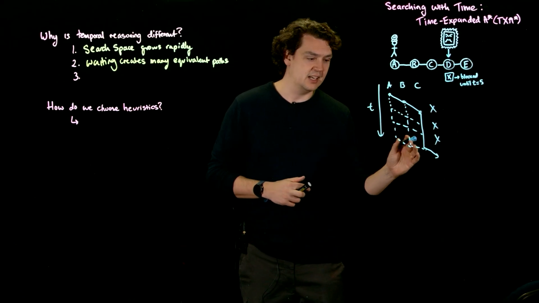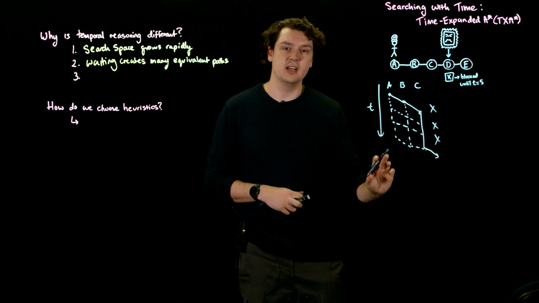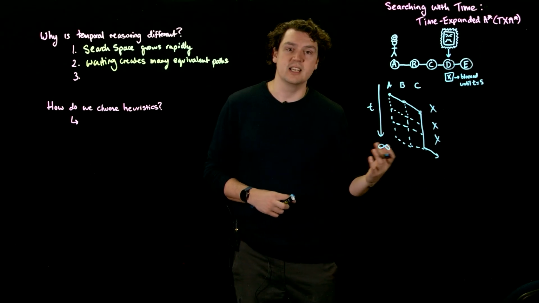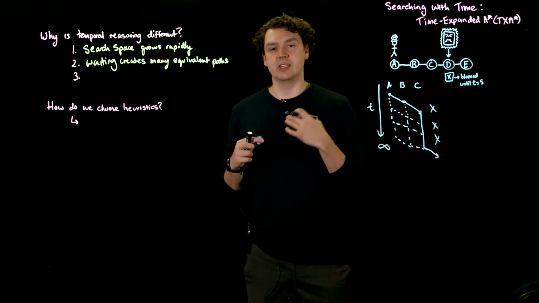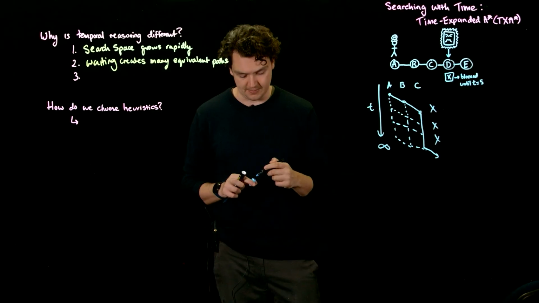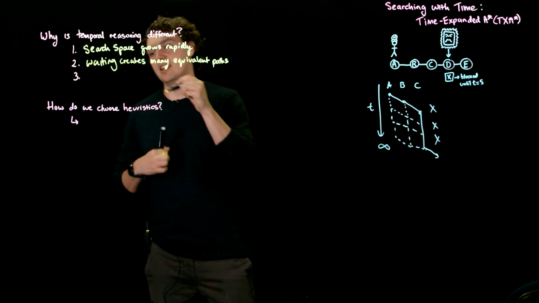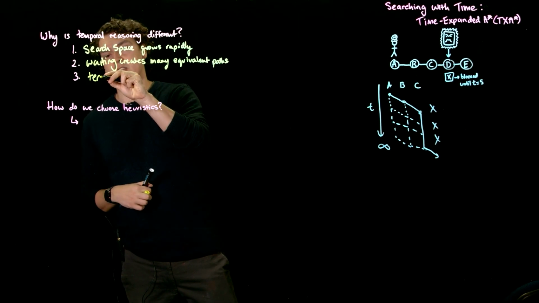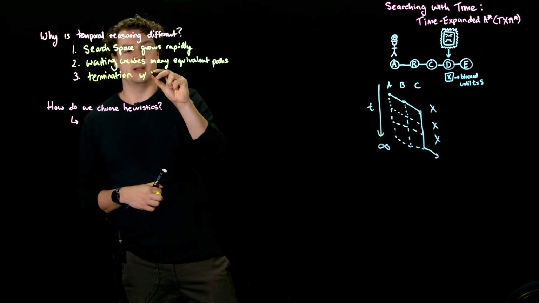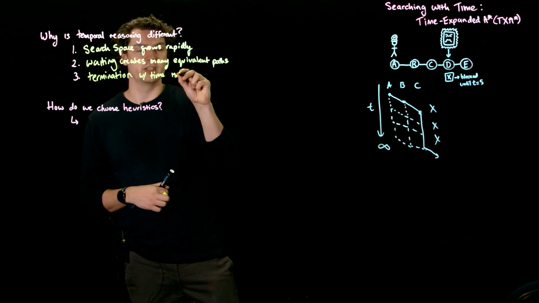And because of that, the arrow of time is infinite. We don't know how long this could go. How long do we set our time horizon? How long do we continue searching? How do we set reasonable bounds on our time? So all of this comes together to say that knowing when to terminate, so termination with time, is tricky.